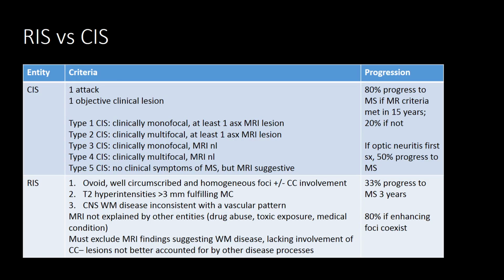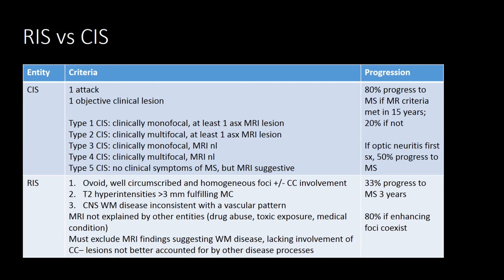So a little bit in terms of distinguishing radiologically isolated syndrome versus clinically isolated syndrome. With clinically isolated syndrome, there is 1 attack and 1 clinically objective lesion, with 20% progressing to multiple sclerosis if there are no MRI findings, and 80% progressing to multiple sclerosis if MRI criteria are met in 15 years. However, if optic neuritis is the first symptom, 50% progress to multiple sclerosis.